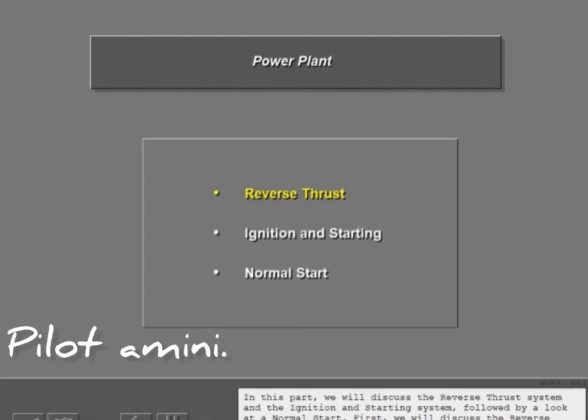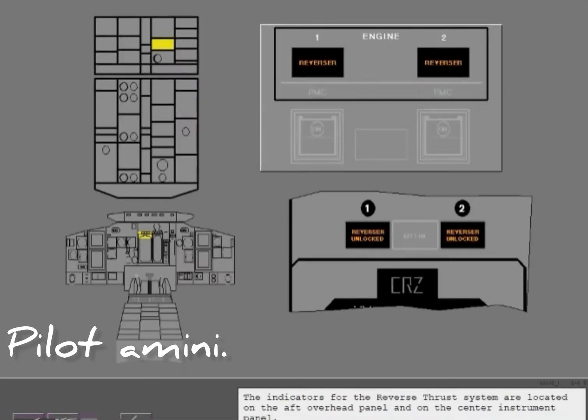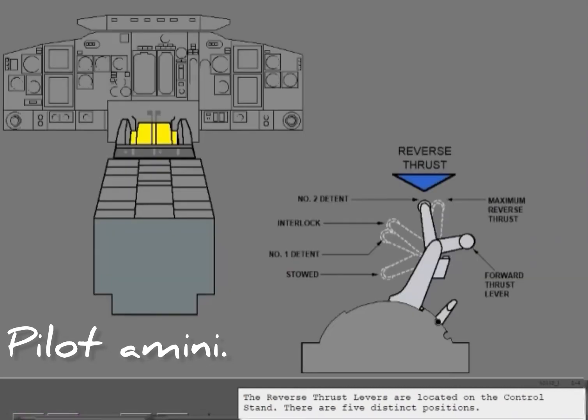Reverse thrust system and the ignition and starting system, followed by a look at normal start. First, we will discuss the reverse thrust system. The indicators for the reverse thrust system are located on the aft overhead panel and on the center instrument panel. The reverse thrust levers are located on the control stand. There are 5 distinct positions.